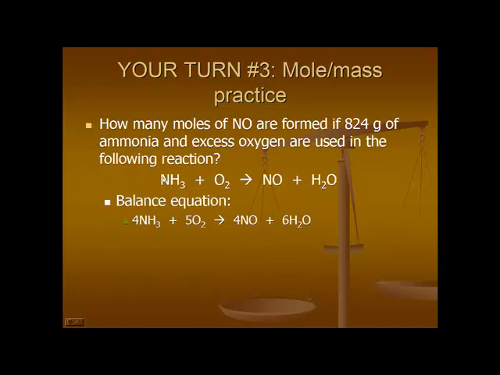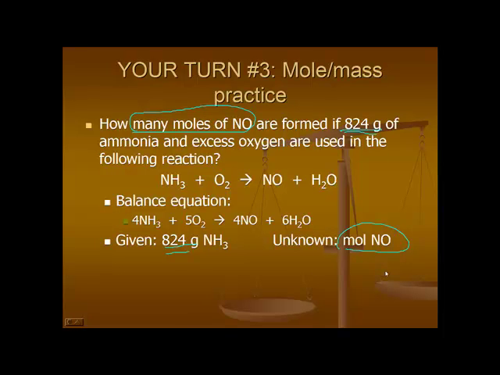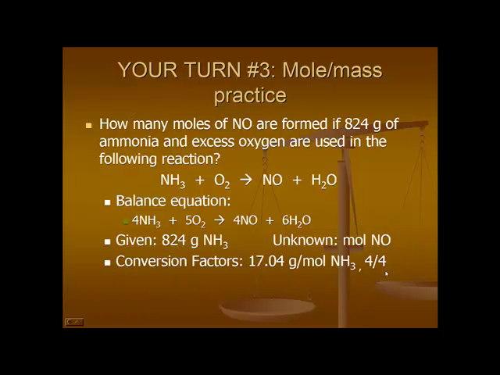So balancing the equation first, got a larger coefficient than average. Your given and your unknown. The given was the only number in the question, the 824 grams of the ammonia. It's asking you for how many moles of the NO we are going to be able to form. So moles of the NO is what you're aiming at. Then you've got to think about what actual numbers you're going to need. Conversion factors you're going to need are the molar mass for the NH3, when we're changing from grams to moles, and you're going to need a mole ratio in there too.